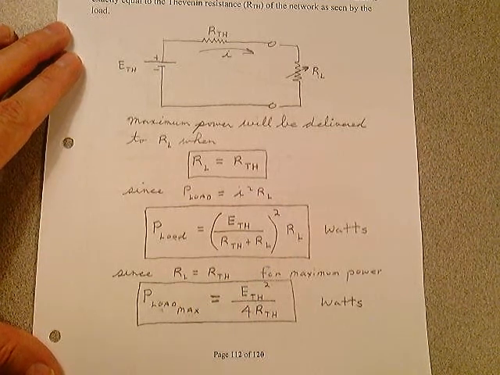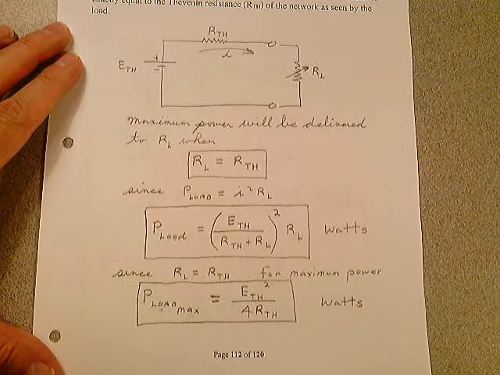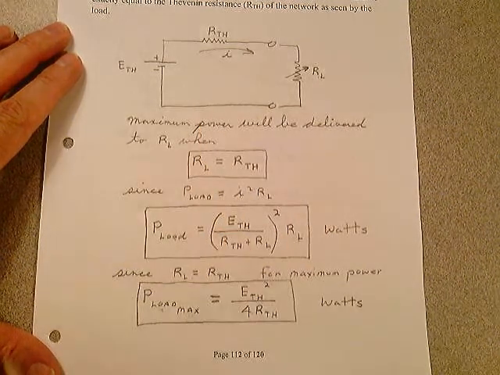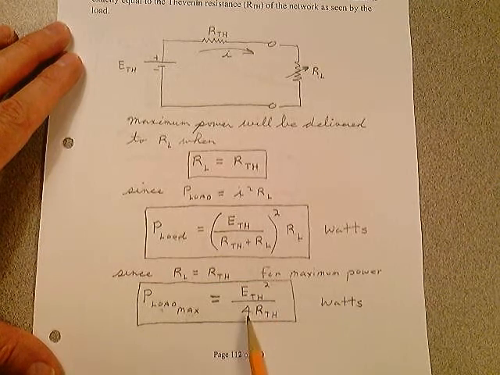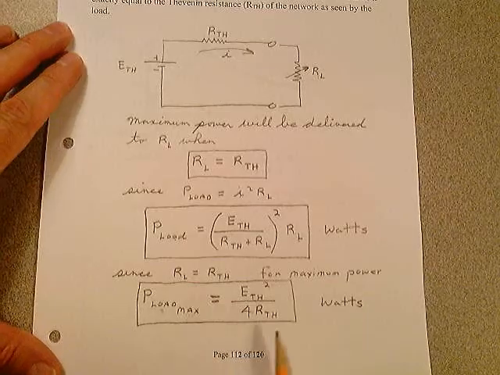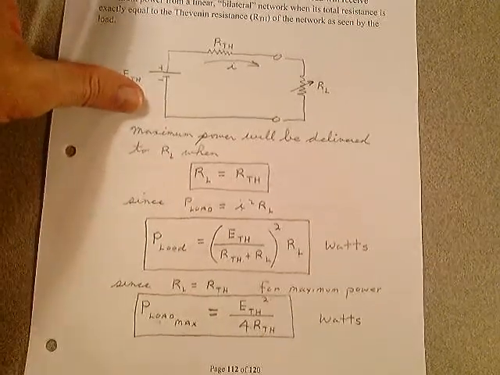So if I ever ask you what is the maximum amount of power you can get to a load, find the Thevenin equivalent circuit and use E Thevenin here and R Thevenin there. E Thevenin squared divided by 4 R Thevenin. And that's your answer. That will be your answer.